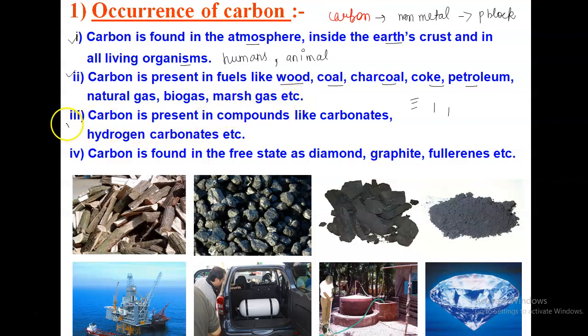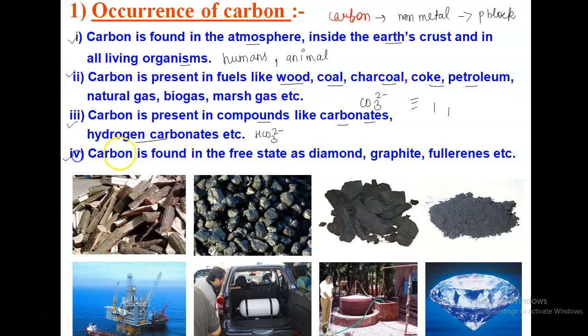Read the third point. Carbon is present in compounds like carbonates. Carbon is also found in nature in compounds in the form of carbonates. What is carbonate? Carbonate is a chemical compound whose formula is CO3 2 negative. Hydrogen carbonates, etc. Hydrogen carbonate is HCO3 negative. The only difference between carbonate and hydrogen carbonate is the presence of hydrogen in hydrogen carbonate and its absence in carbonate.